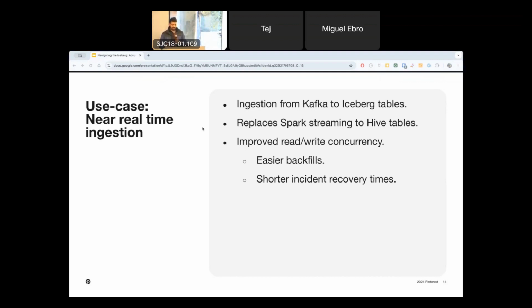This is very helpful because in Spark streaming, or in the Hive world, if we were to do this, we'd have to wait for the readers to finish reading before we could rewrite the partitions. So this tremendously improved our backfill capability and also the incident resolution time.